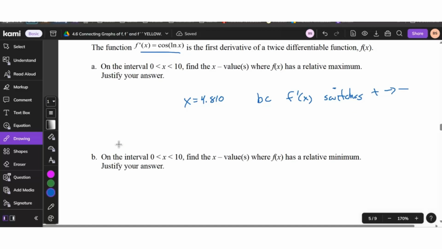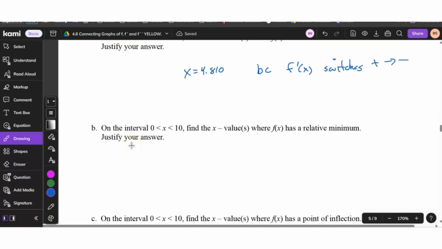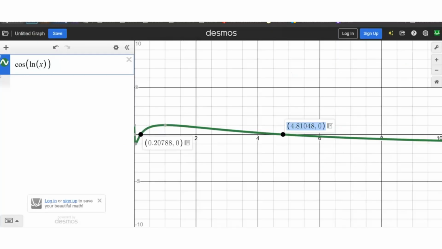All right. Now we need to figure out where it's going to have a minimum. Well, let's start with the reasoning. So, Emilio, what's our reasoning? f prime of x has to do what? Is less. Good. It's got to switch from negative to positive. So then we can go and find that on our calculator.